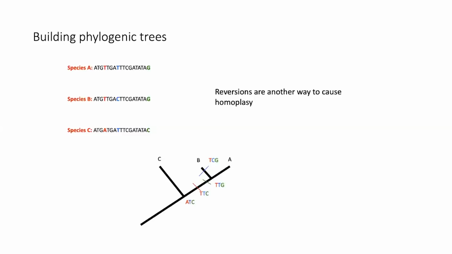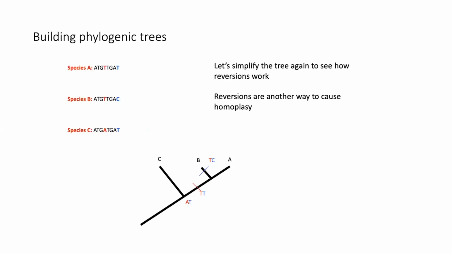Homoplasy can arise from parallel evolution, where the same mutation occurs independently twice on a tree, but it can also occur from reversions, where a mutation evolves at an early point in the tree, and then later on in evolution, it gets reversed. And so that can actually begin to interfere with your ability to interpret what's going on in the phylogenetic tree. So let's go over an example of a reversion.